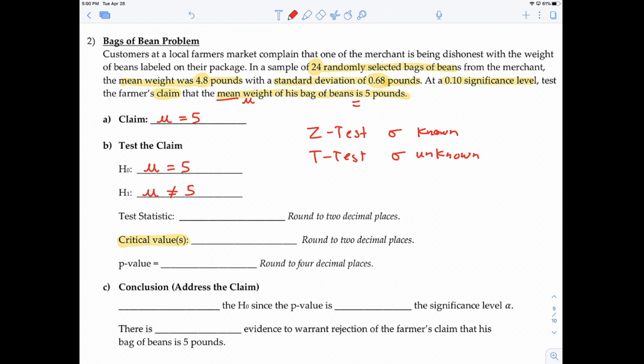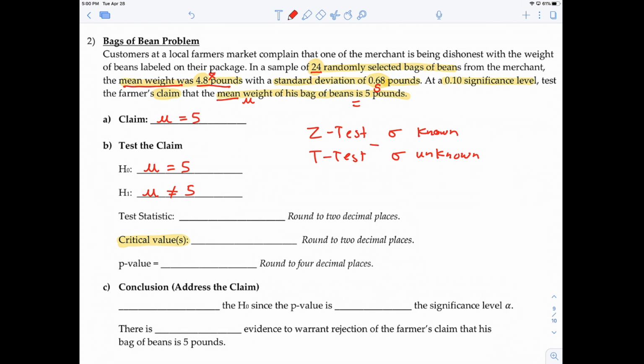Well, let's see. We're given the mean, right? The mean here is for the 24 bags of beans, so this is x bar. We're given the standard deviation, but is this sigma? It is actually not sigma. Notice how the standard deviation here is for the 24 randomly selected bags of beans. So this is actually the sample standard deviation, s, lowercase s.